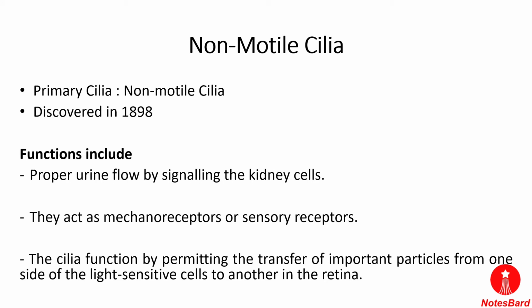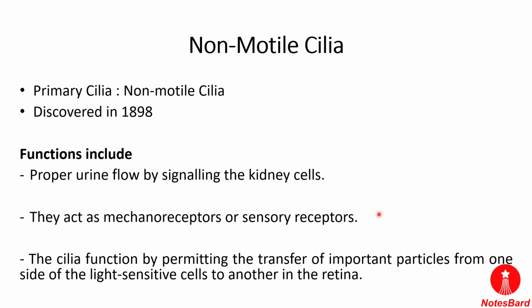Now we talk about the non-motile cilia. Primary cilia is also known as the non-motile cilia, and it was first discovered in 1898. These structures were long believed to be vestigial organelles. However, recent research presented the biological role of the primary cilia, that they function as a sensory cellular antenna that coordinates a large number of cellular signaling pathways.